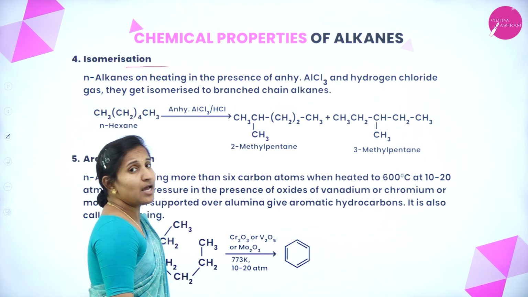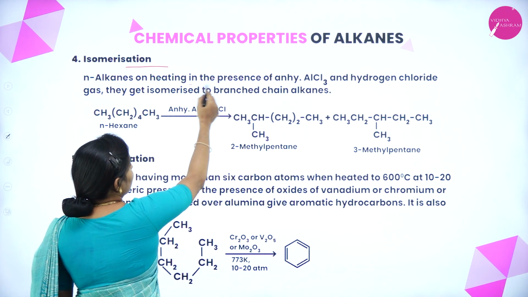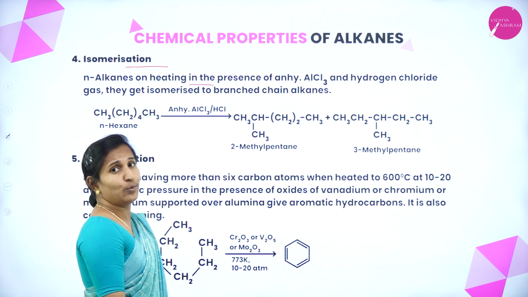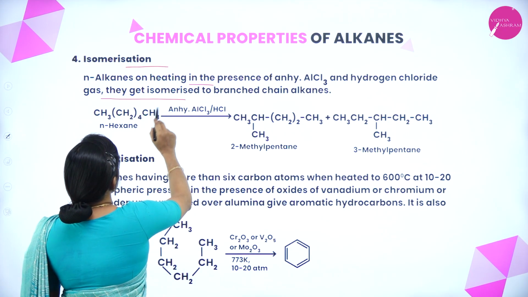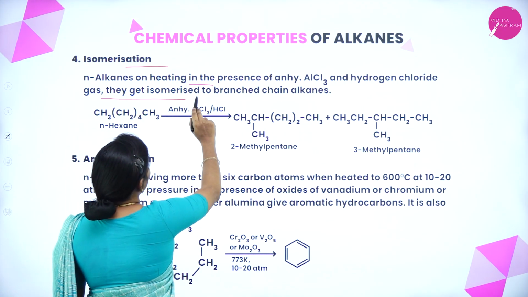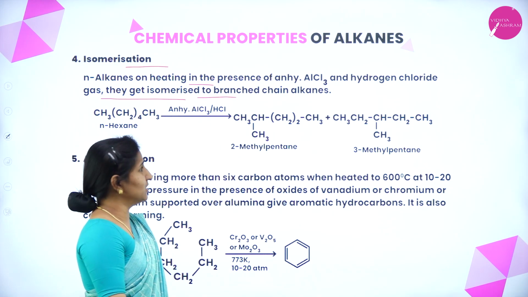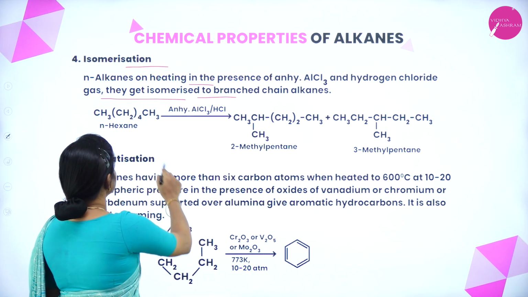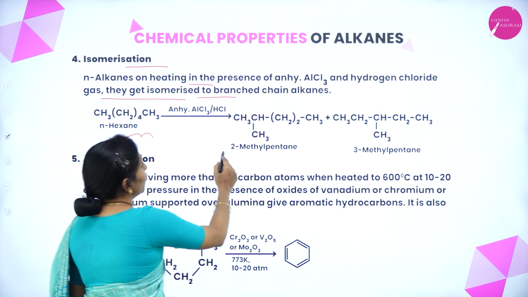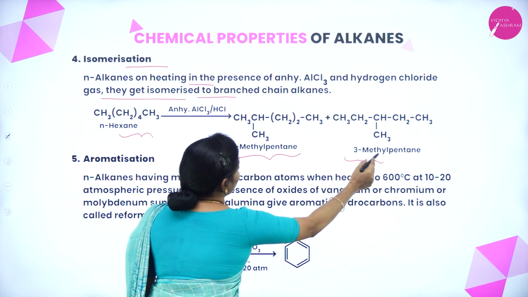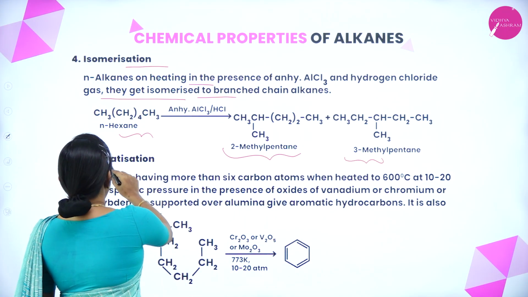Isomerization. N-alkanes on heating in the presence of anhydrous aluminum chloride and hydrogen gas get isomerized to branched-chain alkanes. N-hexane gives 2-methylpentane and 3-methylpentane.